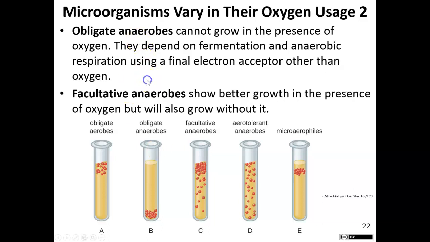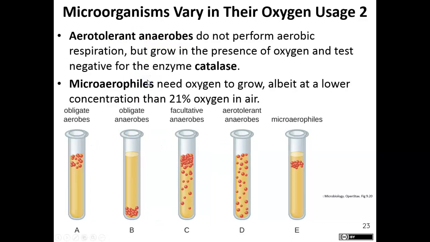We also have aerotolerant anaerobes. These are organisms that do not use oxygen, but they can survive in the presence of oxygen because they have those enzymes that protect them from the reactive oxygen species, so those free radicals that oxygen can form. And last but not least, we have microaerophiles. These are also known as capnophiles. So they grow at a low level of oxygen.